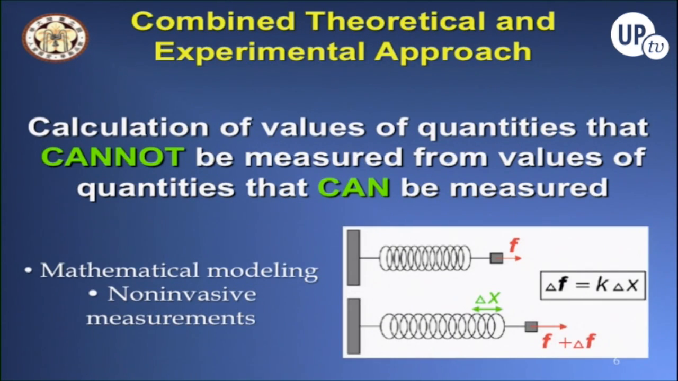So the one way we tackle this problem is to use a combined theoretical and experimental approach. That is, we calculate values of quantities that cannot be measured from values of quantities that can be measured. Let's take the loaded spring as an example. We can calculate the forces transmitted by the spring, which is not measurable, by the deformation of the spring. All we need is the Hooke's law. In human motion analysis, we need a mathematical model of the body as well as non-invasive measurements. And this is one example.